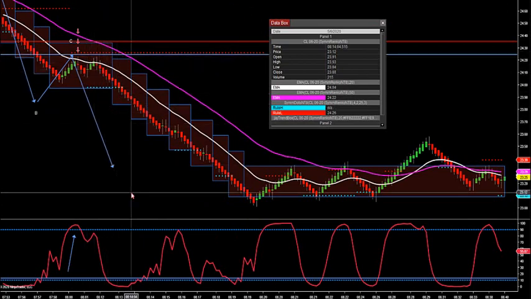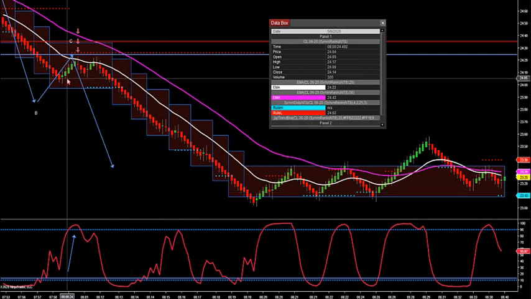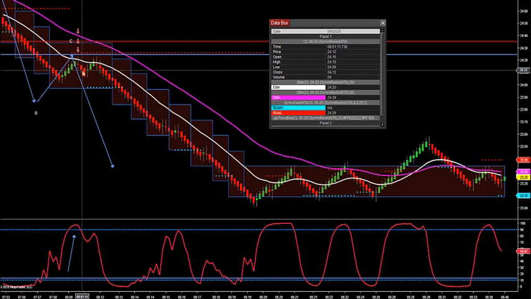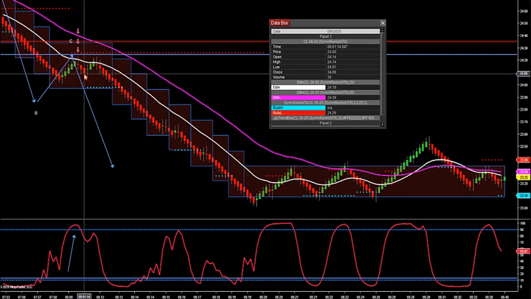Right there. So my stop is at 25. That's my stop. Now your entry will be the open of this bar, which will actually be the low of this bar. So the low of that bar. The high is 24, 23, so we got 24, 25 stop.